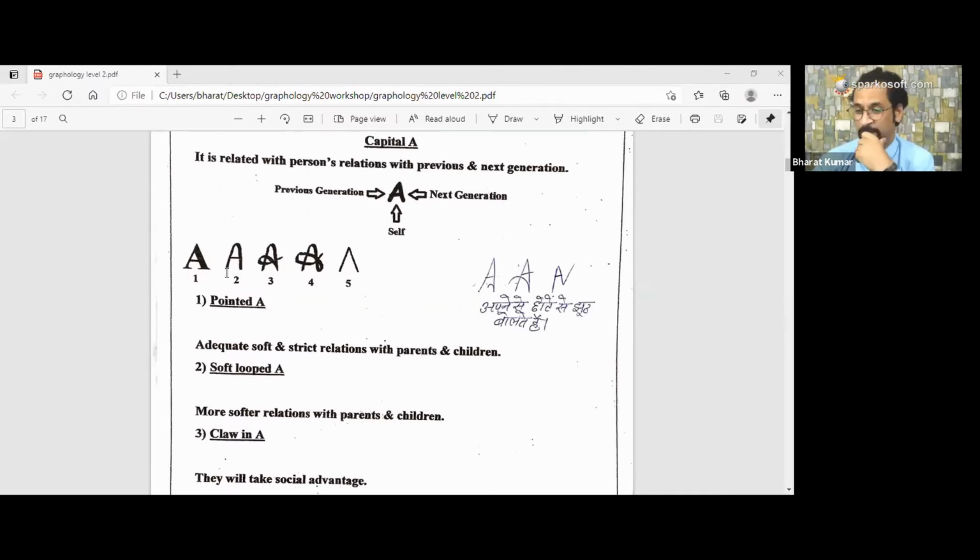Check what is very special. Both sides have equal length. The central line is very clear and straight, but on top there is a soft point, not a pointed pin. Left and right are equal height. The central line is horizontal, but on top there is a kind of curve. Soft looped A. They are softer in relations with parents and children. They are the people who are always ready for any kind of compromise.